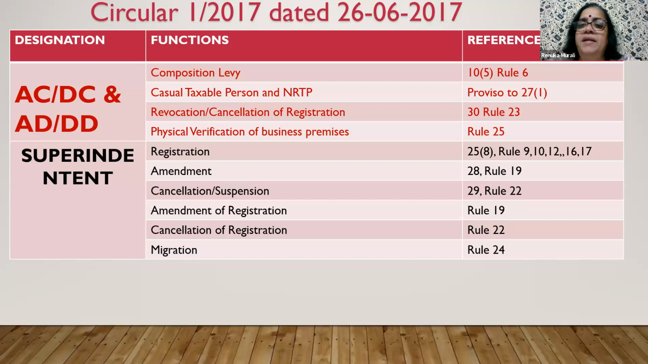Whereas at the superintendent level, the superintendent has the power to accept the application of registration, approve the registration, accept an application of amendment, and he also has the right to cancel or suspend. And with respect to migration, he can exercise his powers to give the assessee these particular services. I would like to use the term services here. These particular services he can render as an officer in the post of superintendent. Whereas when it comes to Rule 9, Section 10 subsection 5 or the proviso with respect to casual taxable person, or Section 30 read with Rule 23, or Rule 25 with respect to physical verification of business premises, a permission has to be sought from the assistant commissioner or deputy commissioner, as the case may be.